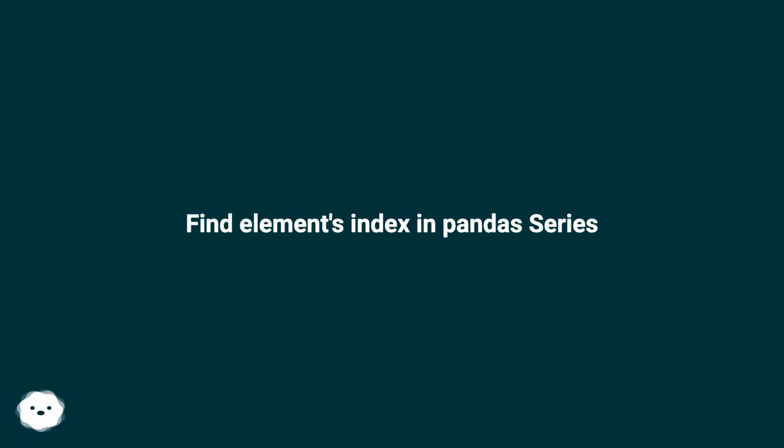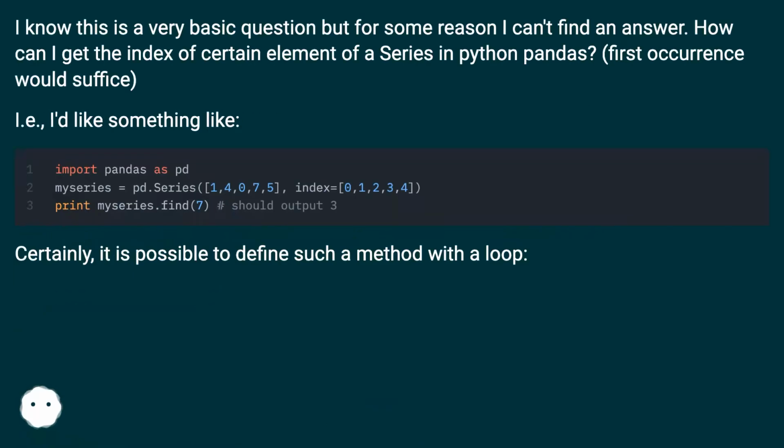Find an element's index in a Pandas series. I know this is a very basic question, but for some reason I can't find an answer. How can I get the index of a certain element of a series in Python Pandas? The first occurrence would suffice, i.e., I'd like something like this.